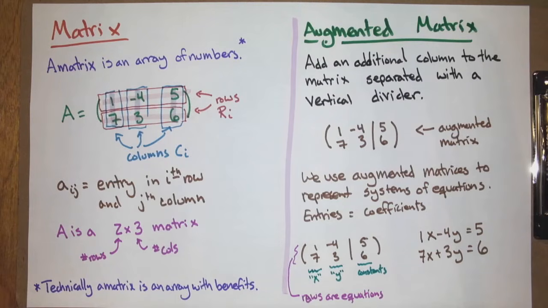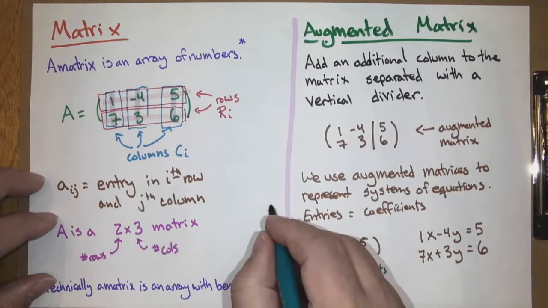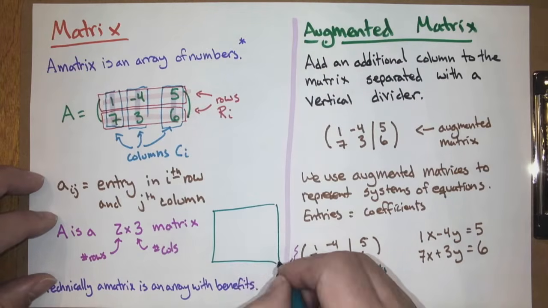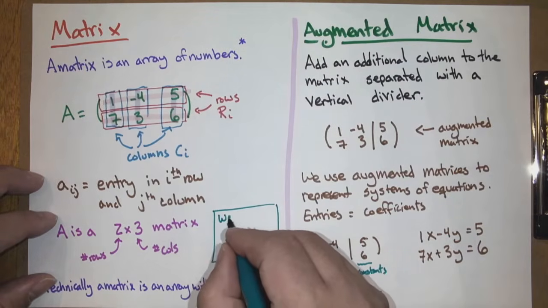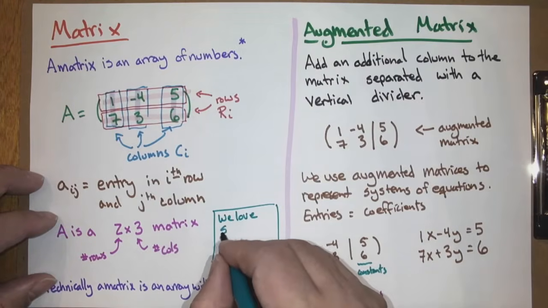We'll talk about the size of a matrix, and the size is how many rows and columns there are. So we say it's the number of rows times the number of columns. So this is a 2 by 3 matrix. And we will say in a few lectures, we love square matrices, because we get to do a lot with square matrices.